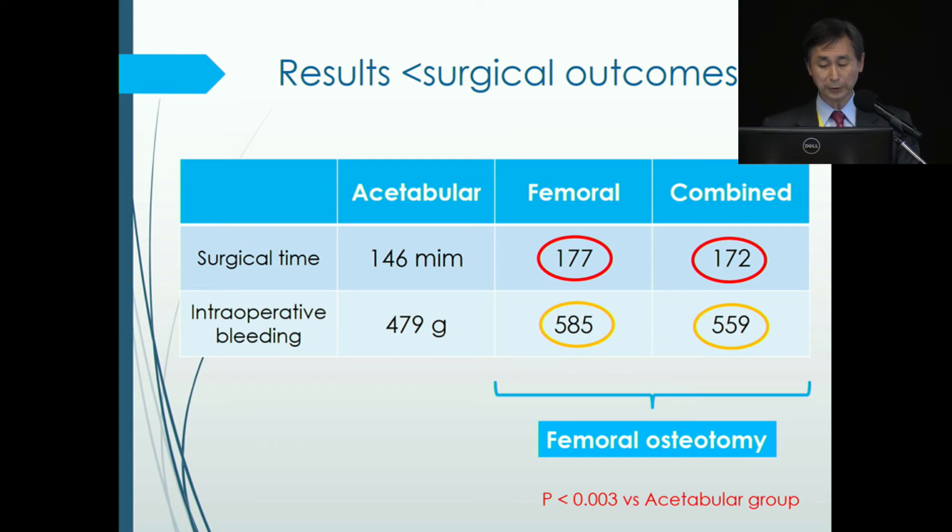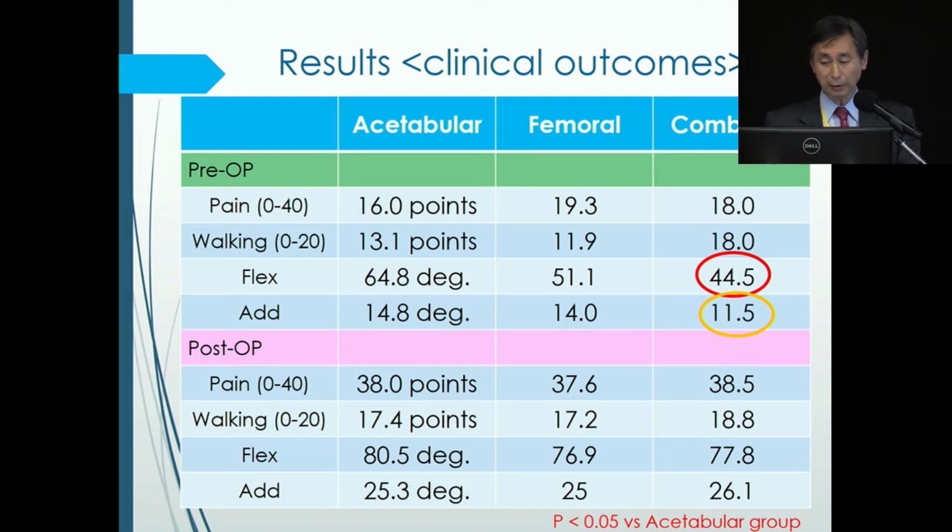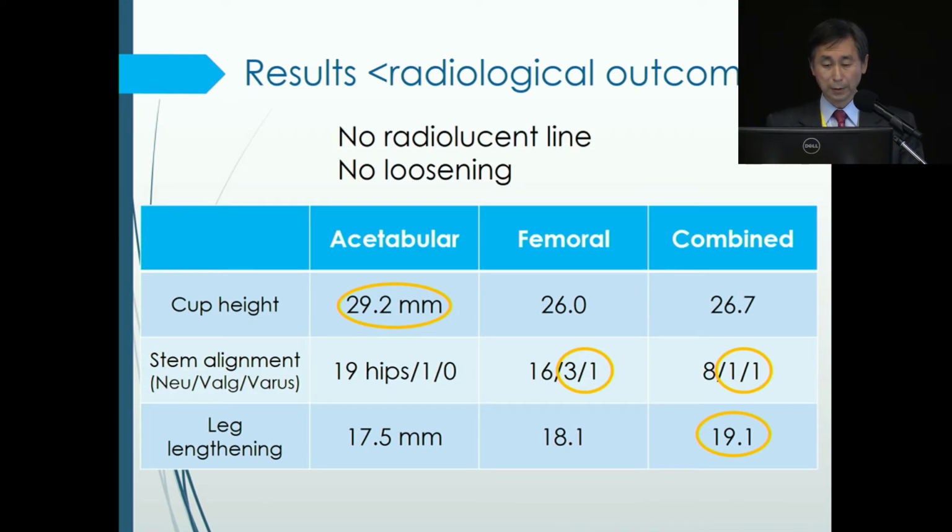Surgical time was significantly longer, and intraoperative bleeding was greater after femoral osteotomies. Post-operative clinical outcomes were similar among three groups. However, the pre-operative range of motion was restricted in the combined group. We found no lucent line, no loosening in our series. Cup height was relatively higher in the acetabular group. Stem alignment was inaccurate after femoral osteotomy. Leg lengthening was greater in the combined group.